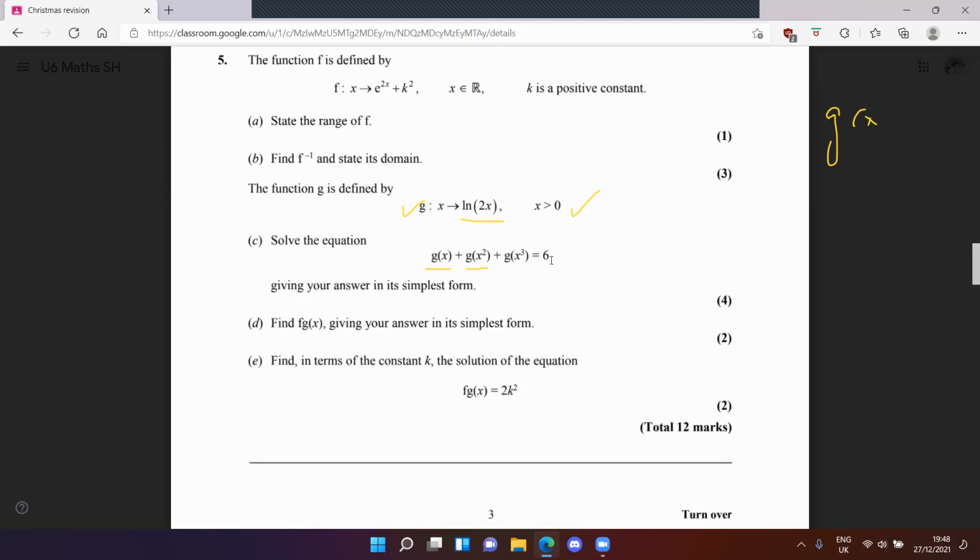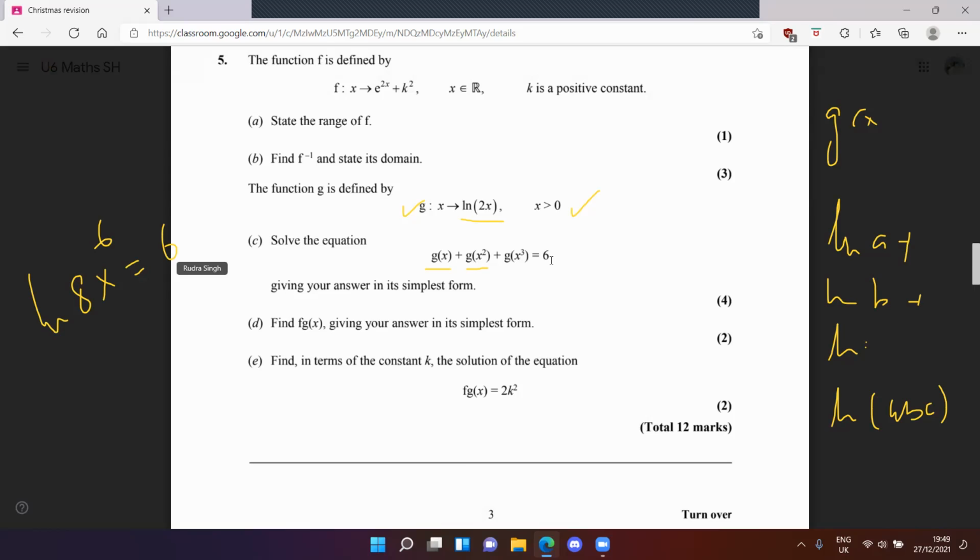Can I take ln common? No, remember I told you, ln is not a variable. So here you can use the property of ln: ln A plus ln B plus ln C is equal to ln ABC. So you can multiply that: ln 8x to the 6 is equal to 6. Then 8x to the 6 equals e to the 6.